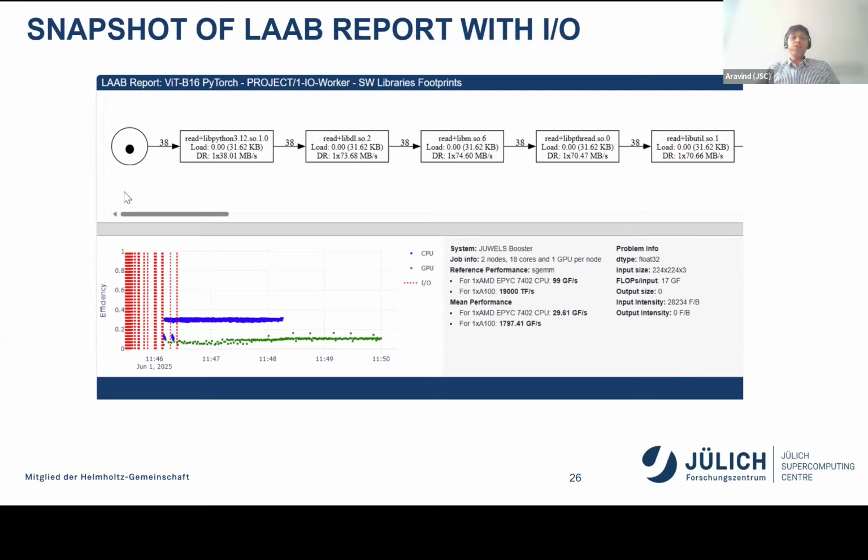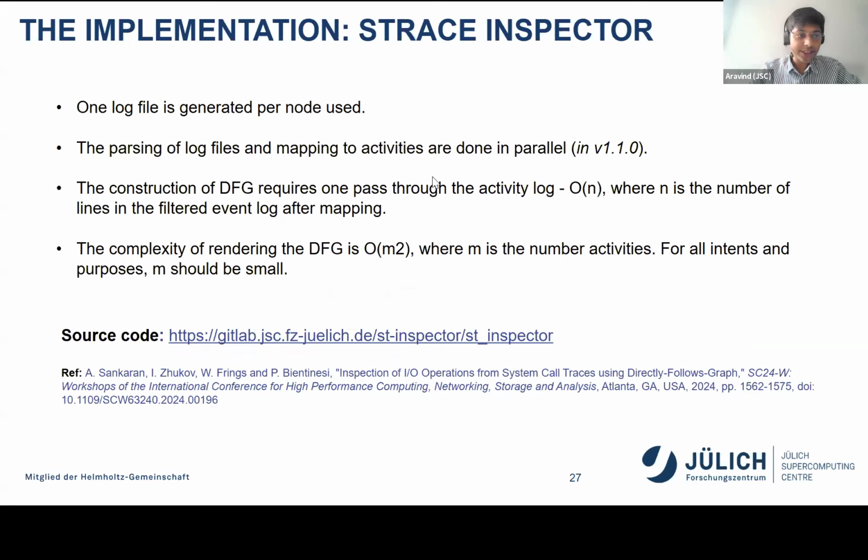What's behind all this is a tool which builds this DFG, called STrace Inspector. At the moment it generates one log file per node used. Then the parsing of the log files and mapping them into activities are all done in parallel. I assume that I could use a whole node, so we have a beast in front of us, like 48 cores, 288 cores. We won't use all of them, but I try to maximize as much as possible, and then this processing happens in a matter of a few seconds.